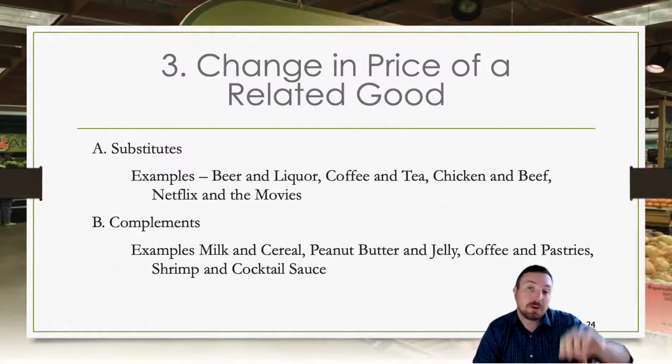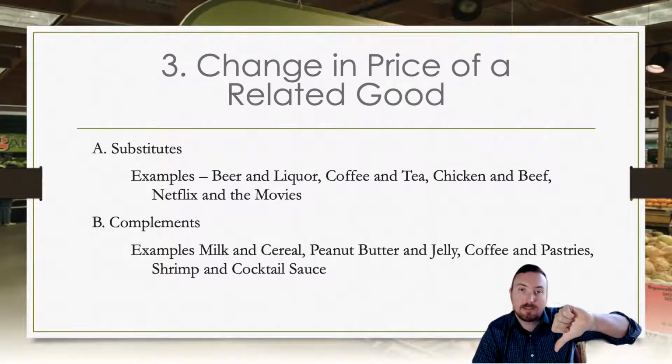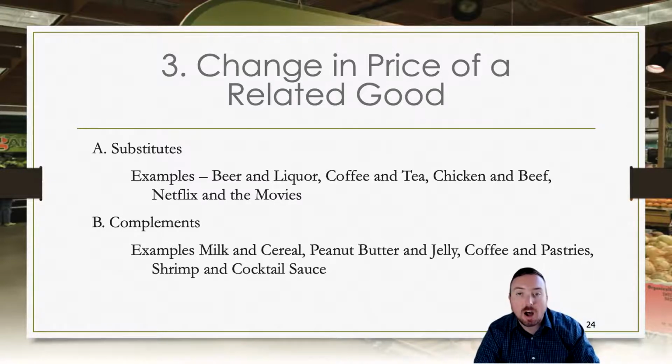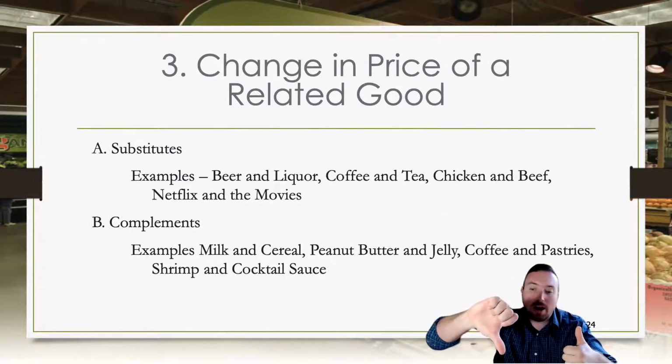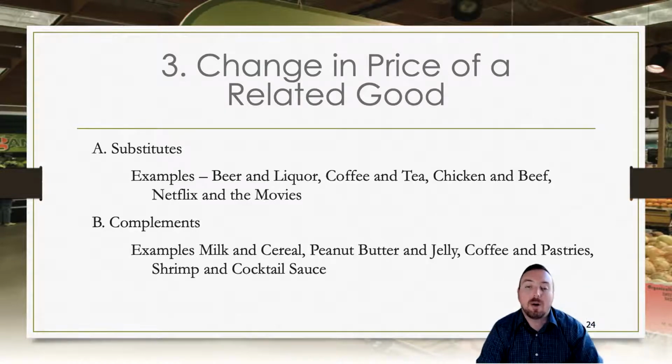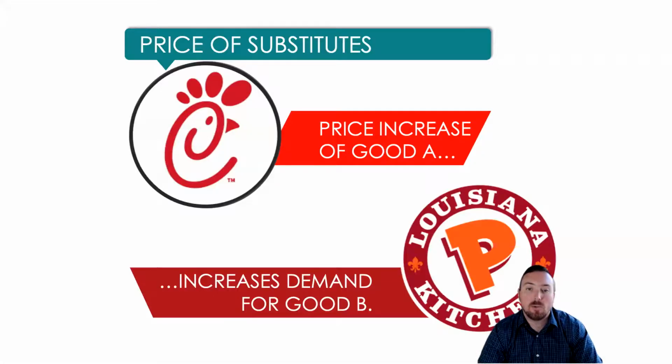Now, let's say the price of peanut butter goes down. Now it's cheaper to make peanut butter and jelly sandwiches, so we're going to demand more jelly. So we have an inverse relationship when the price of a complement goes up or down. If the price of our complement goes up, demand for the other complement good is going to go down. If the price of our complement goes down, demand for the other complement good is going to go up. So it's an inverse relationship there.